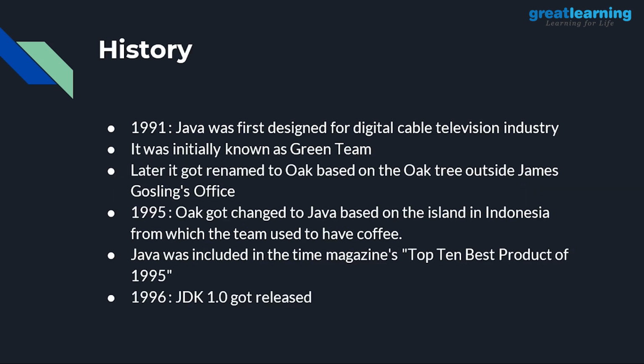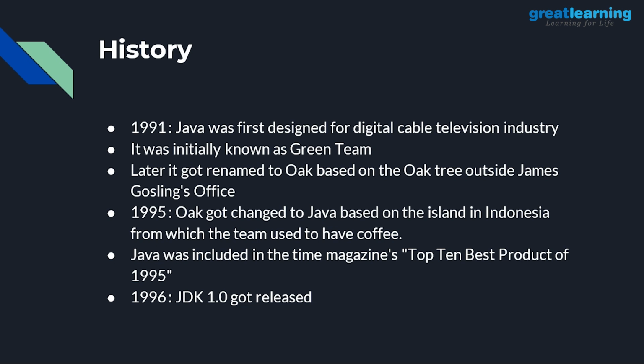Now let's talk about the history of Java. Earlier, in 1991, Java was first designed for the digital cable television industry. It was initially known as Green Team. Later it got renamed to Oak, based on an oak tree outside James Gosling's office. They used to have a lot of coffee. So in 1995, Oak got changed to Java, based on an island in Indonesia from which the team used to get coffee.